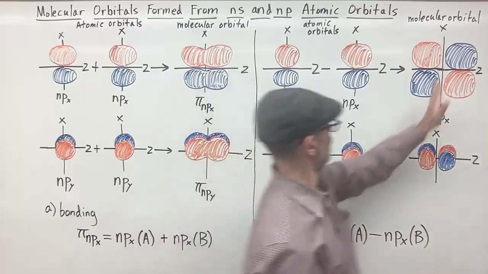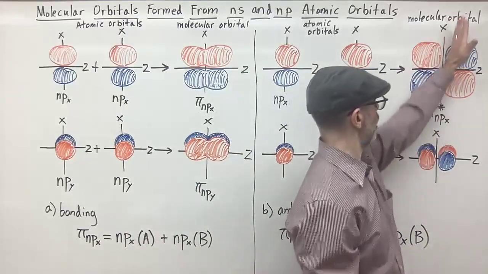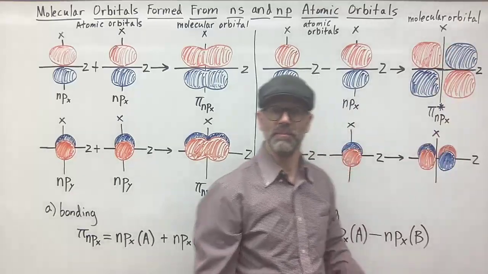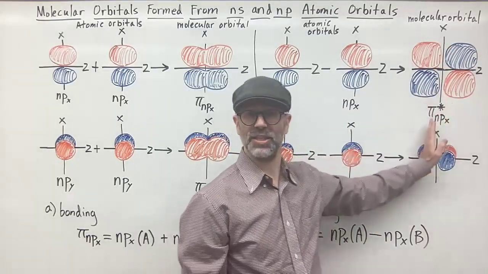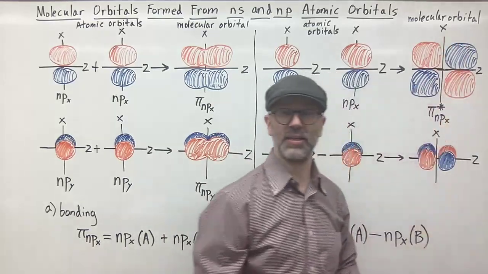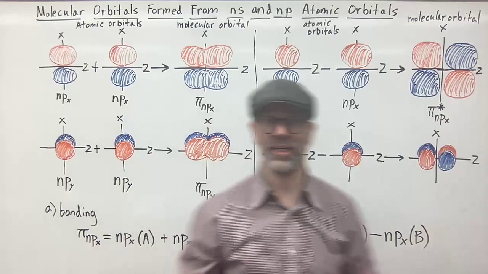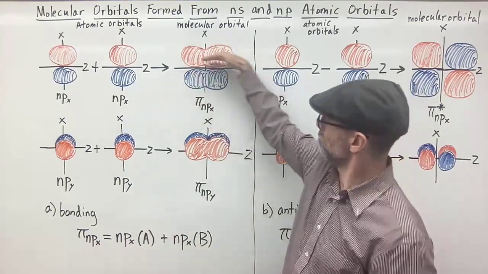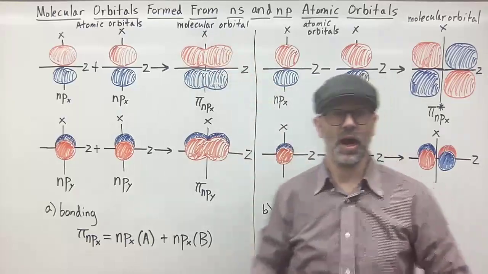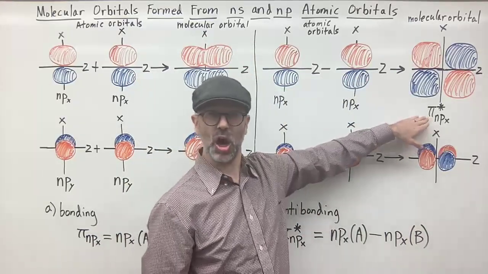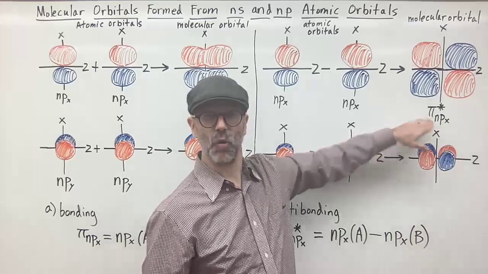You can see that there is a planar node where there's no electron probability density. There's zero probability of finding the electron there. That's very different from what we have here, where there's no node. So this is a pi npx star anti-bonding orbital.